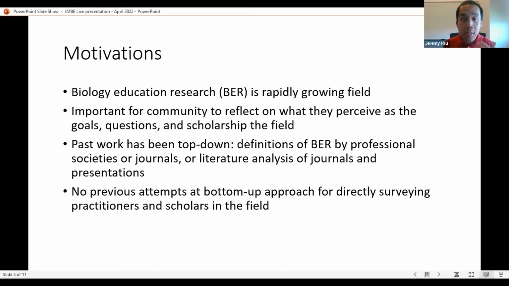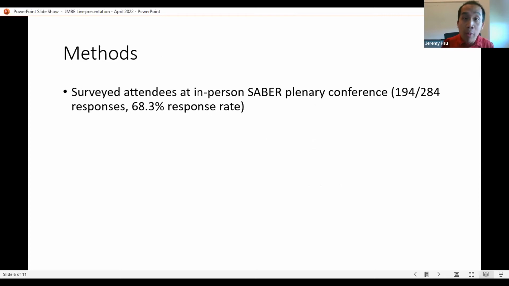And to our knowledge, this is the first attempt at this bottom-up model, meaning having ideas and questions generated by the practitioners in the field and by the BER scholars in the field. And so what we did is, this is pre-COVID, back when we were in person, we surveyed the SABR, the Society for Advancement of Biology Education Research plenary conference. And we surveyed individuals there and we had a pretty high response rate.